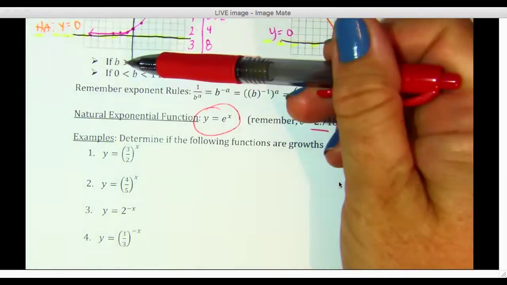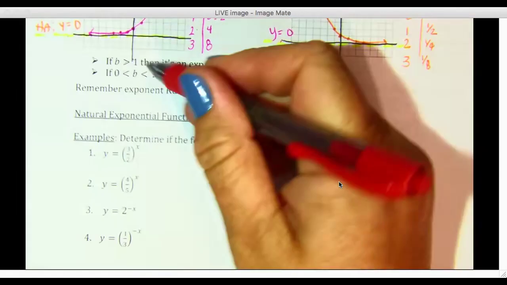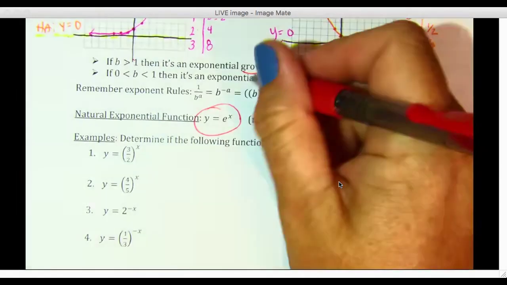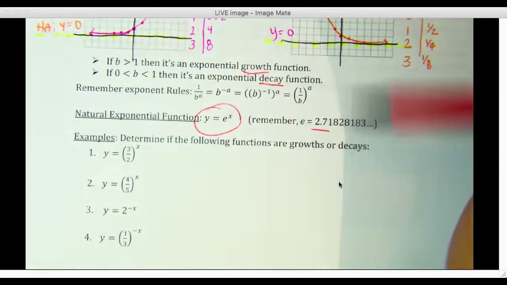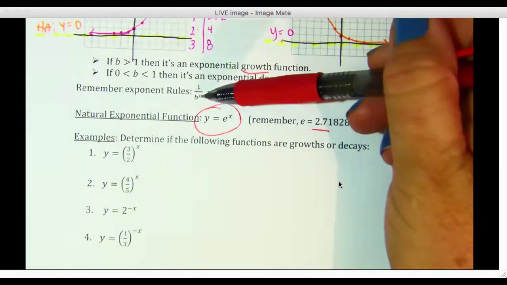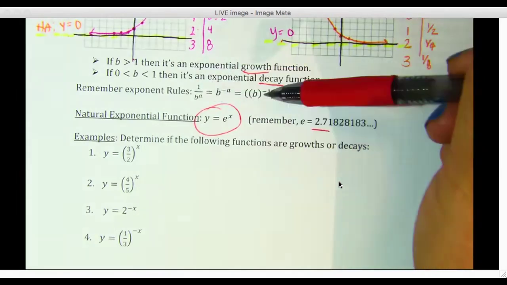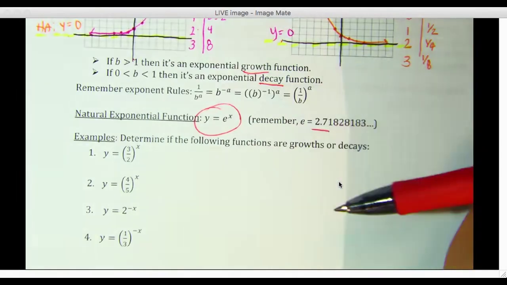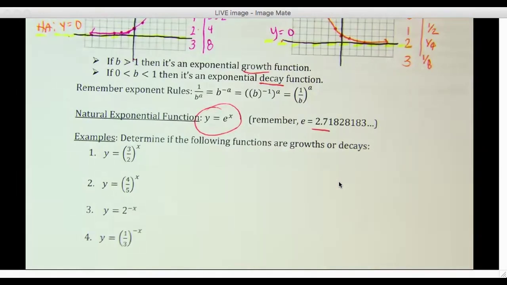If your b value, your base, is greater than 1, then it is a growth function. If your b value is between 0 and 1, then it is a decay function. And then these rules here are just the rules that we used to evaluate those up above. If I have b to some exponent up top, I can move it to the bottom and make it negative. I can pull out that negative.